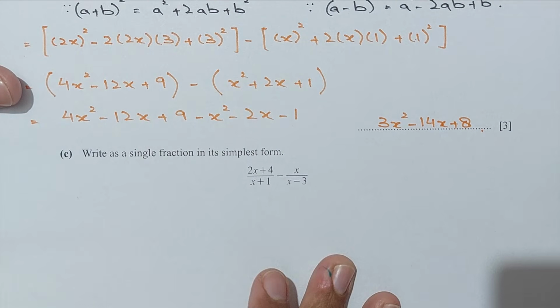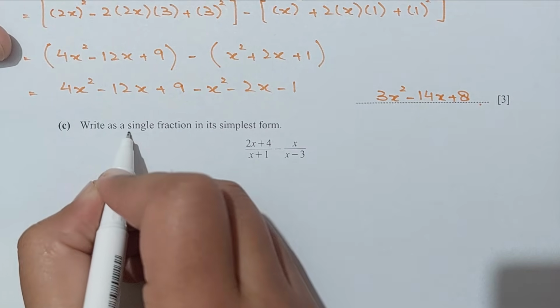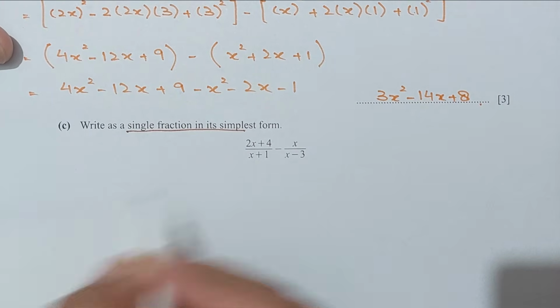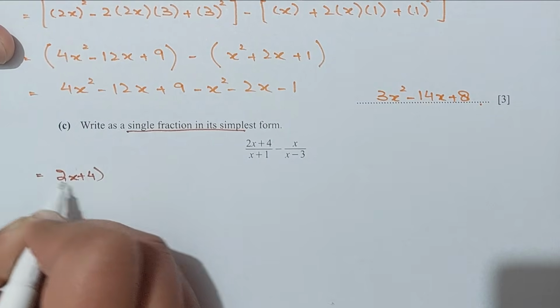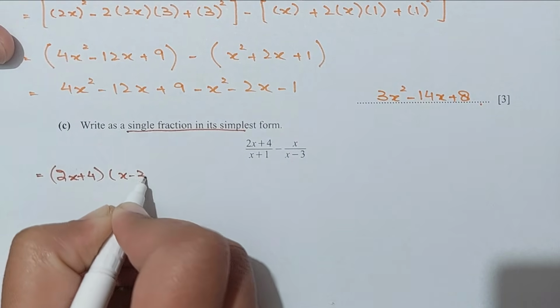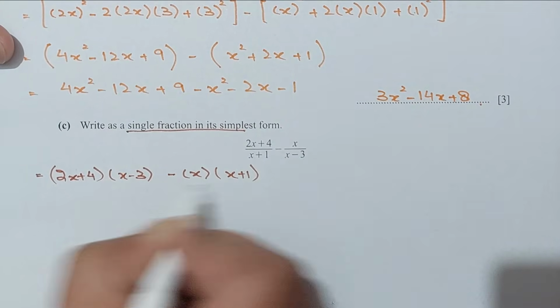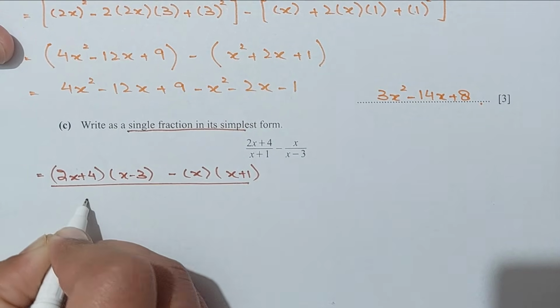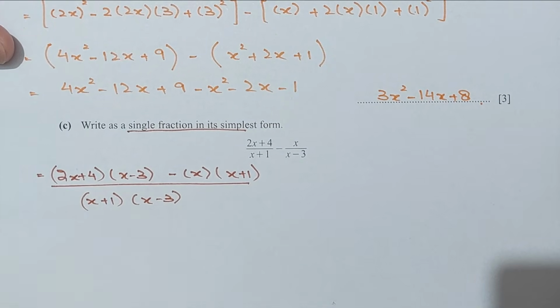Alright, now the second part is, let's see, write as a single fraction in its simplest form. Cross multiply. 2x plus 4 is going to multiply with the denominator x minus 3, minus x is multiplying with x plus 1. The denominator is the same, which is x plus 1 and x minus 3.